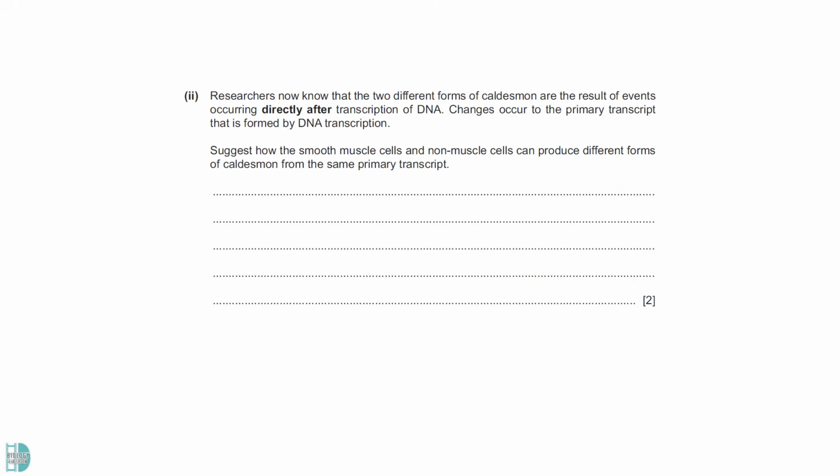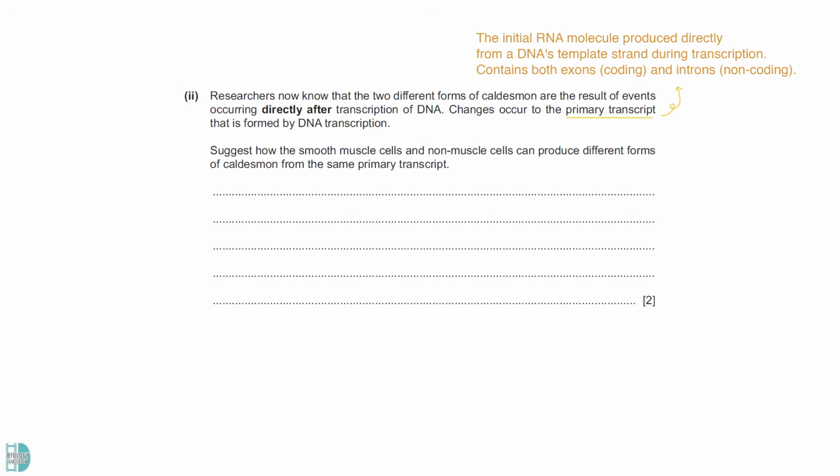D2 wants you to suggest how different forms of proteins can be produced from the same primary transcript. A primary transcript is the initial RNA molecule produced directly from a DNA template strand during transcription. It contains both coding regions, exons, and non-coding regions, introns. It must undergo post-transcriptional modification to become the mature mRNA.